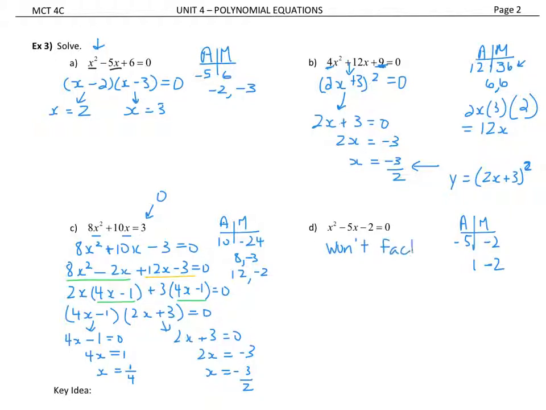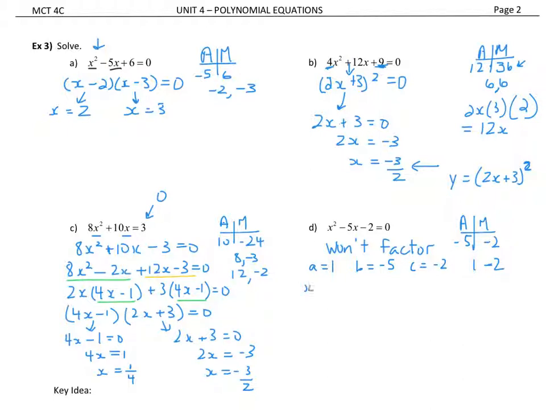All right, so our key idea here is if we have that quadratic in its standard form or almost standard form like C, we're going to make sure we do have 0 on one side of the equal sign, and then we try factoring here. So that won't factor. The a is always your coefficient of your x squared. So in this case, a equals 1, our b equals -5, and our c equals -2.